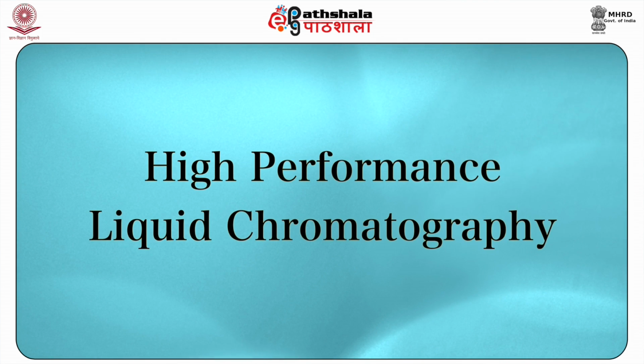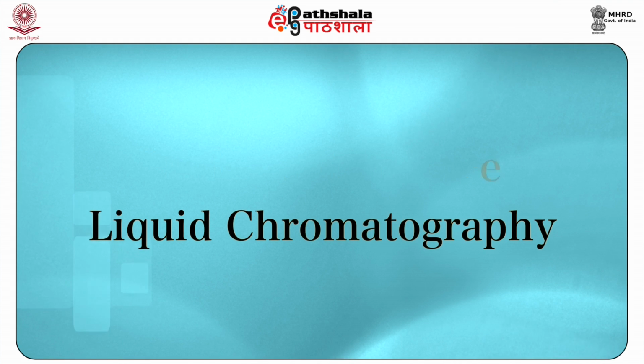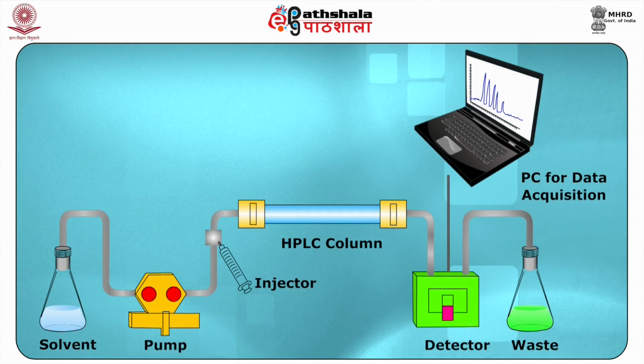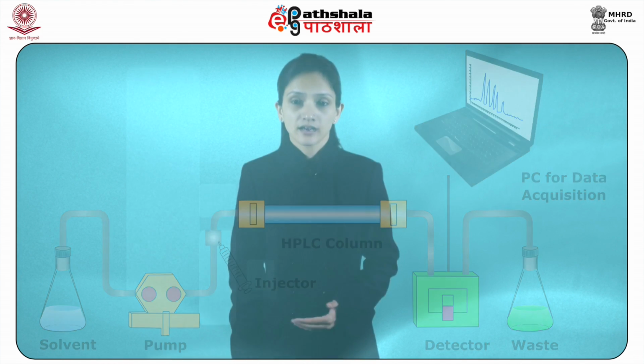Next is high performance liquid chromatography. HPLC instrumentation includes a pump, injector, column, detector and recorder or data system. The heart of the system is the column where separation occurs. A high pressure pump is needed so as to move the mobile phase through the column, as the stationary phase comprises micrometer size porous particles.